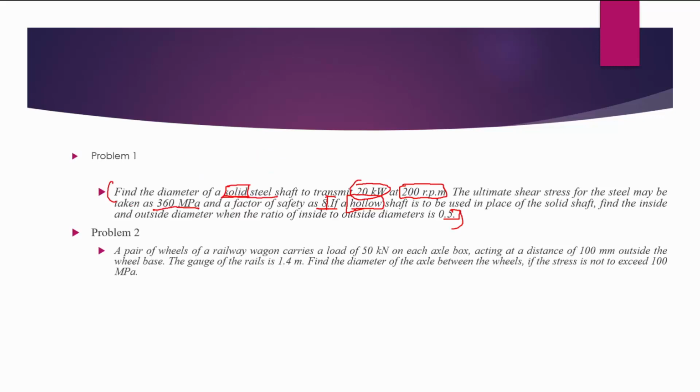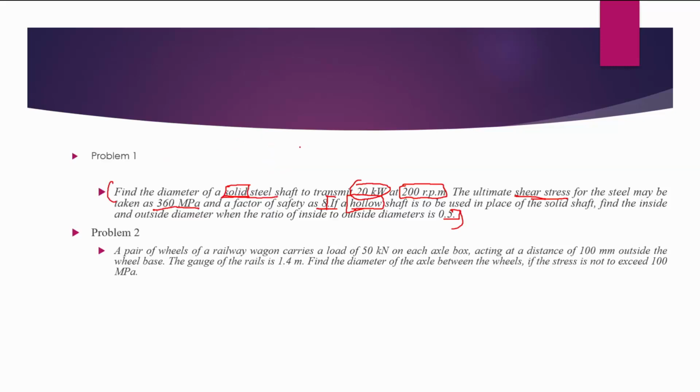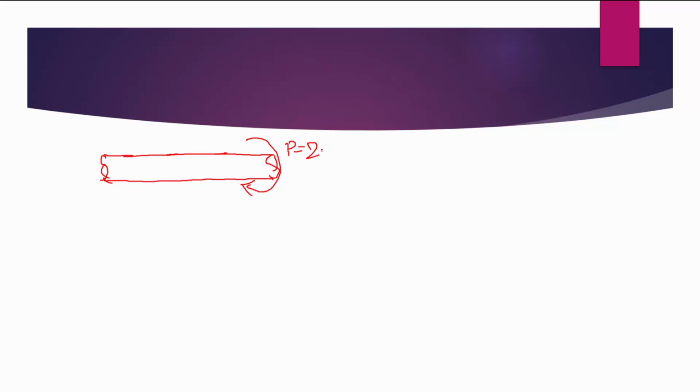Since there is only power that is being transmitted, the shaft is experiencing a shear stress. As you could see, the shear stress is given, the ultimate shear stress. We have not been given the tensile stresses because it is not experiencing any tensile load. So it is experiencing a torque. It is having a power of 20 kilowatt at 200 rpm. So the shaft is running at 200 rpm. We have to find the diameter.